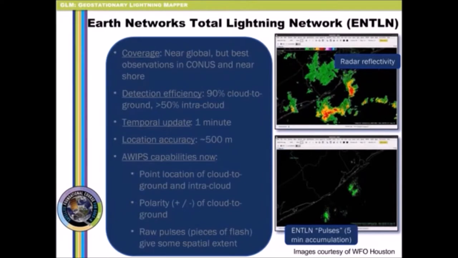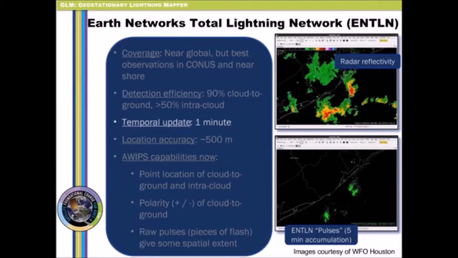The Earth Networks Total Lightning Network became available in AWIPS during 2014. The ENTLN detects some fraction of cloud-to-ground lightning globally because it includes observations from the Worldwide Lightning Location Network. The best ENTLN coverage is over the continental United States and nearshore waters, where the network detects greater than 90% of cloud-to-ground flashes and greater than 50% of intracloud flashes.